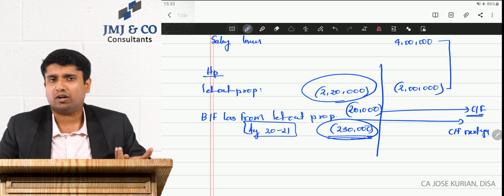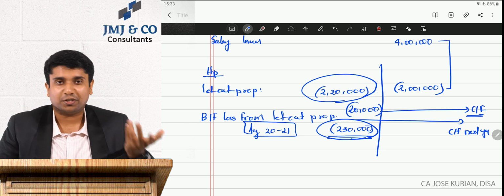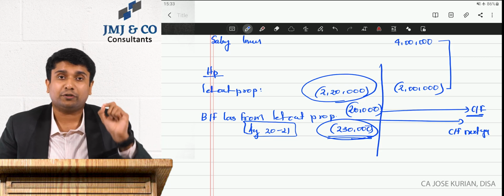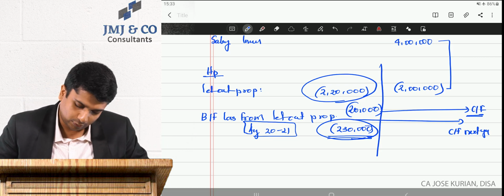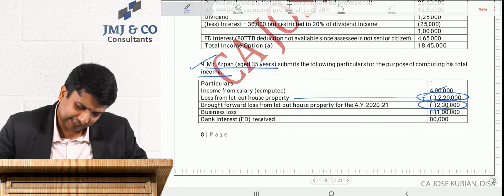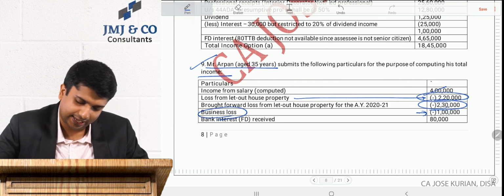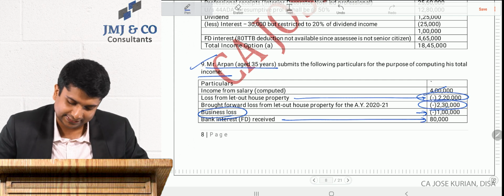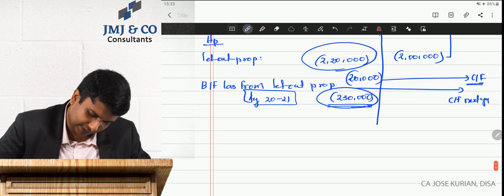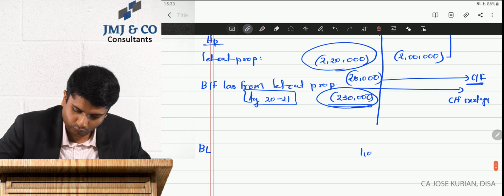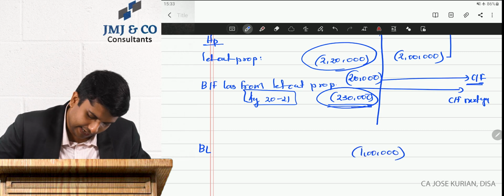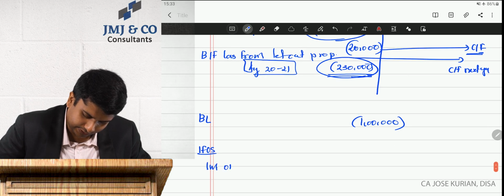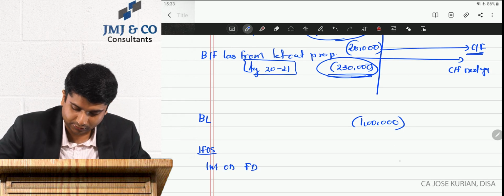Again, format is actually not required because it is only an MCQ question. That's why I'm not preparing any format. But for a descriptive question, definitely I would give you a proper format. All right. Now, moving forward, friends, next is a business loss of 1 lakh. And there is a bank interest received, that is 80,000. So there is a business loss and that is 1 lakh. And there is a bank FD, that is under IFOS, interest on bank FD, that is 80,000.